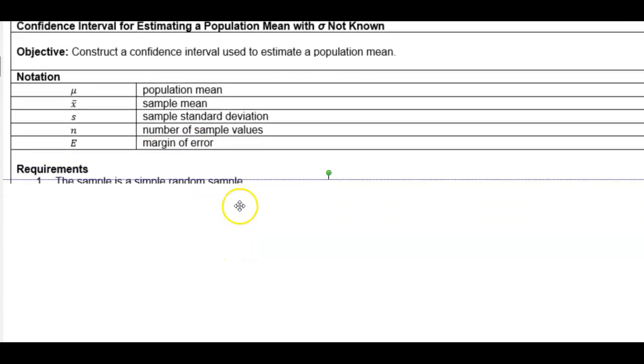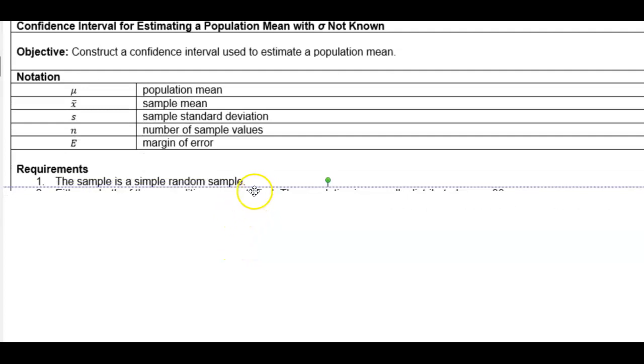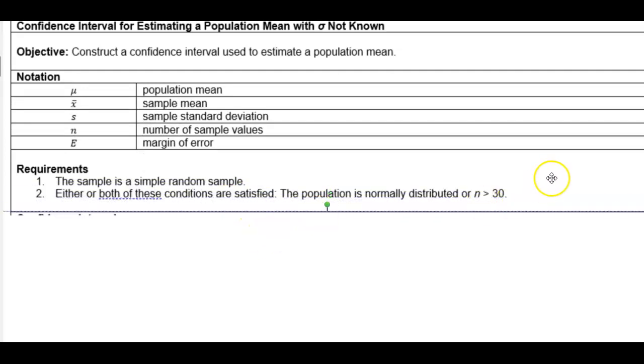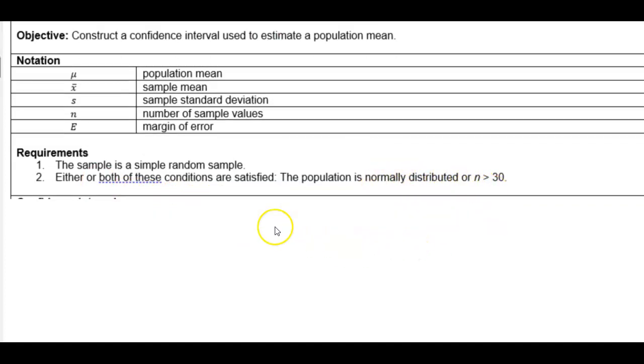And what are the requirements? Well, number one, the sample is a simple random sample. And two, either or both of these conditions are satisfied: the population is normally distributed, or n is greater than 30.